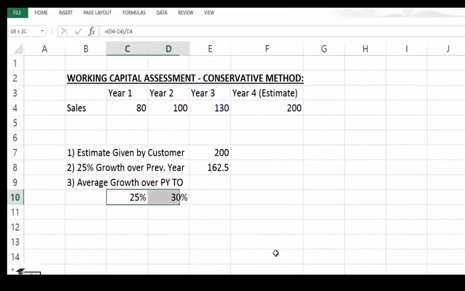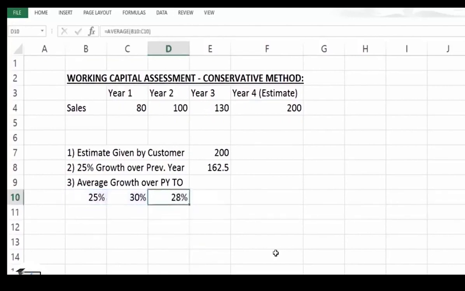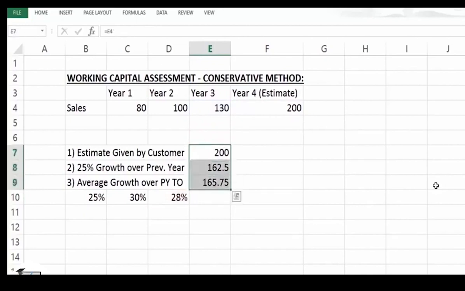So we have to take into consideration the average growth. Average is very simple. We'll take the average of these two, and it's going to be 27.5%, right? If I apply this percentage over the previous year's turnover, that is on 130, then I'll have some growth. So it's going to be 130 plus 130 multiplied by this growth rate. So we get 165.75. So we now have three different numbers. The estimate given by the customer is 200.